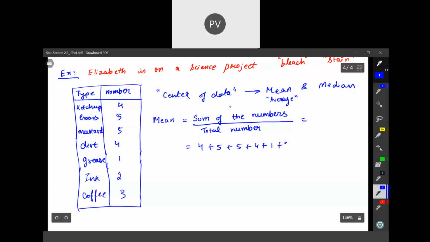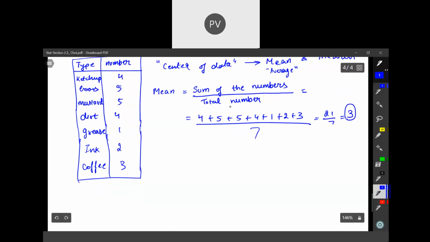Here, the sum of the numbers is 4 plus 5 plus 5 plus 4, 1 plus 2 plus 3, divided by how many numbers do we have? 1, 2, 3, 4, 5, 6, 7. So 7, which gives 3. So your average or mean is 3, which is also called the center of data.